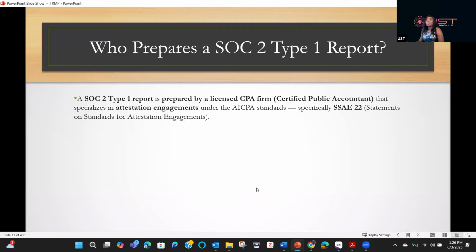And the next question: who prepares a SOC 2 Type 1 report? We will see that. A SOC 2 Type 1 report is prepared by a licensed CPA, certified public accountant firm, that specializes in attestation engagements under the American Institute of Certified Public Accountants standards, specifically SSAE 18, Statement on Standards for Attestation Engagements. That's what that stands for.